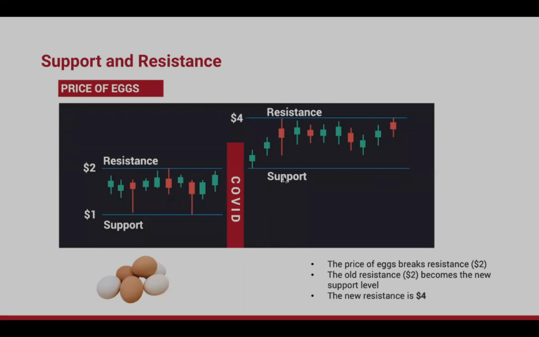So if eggs start to drop in price, I know what price it's going to drop to: the old resistance. And if we break $4 and go to $6, if I see eggs start to drop in price, I know it's probably going to drop to $4. Use resistance and support areas to know areas where you can buy and sell options.